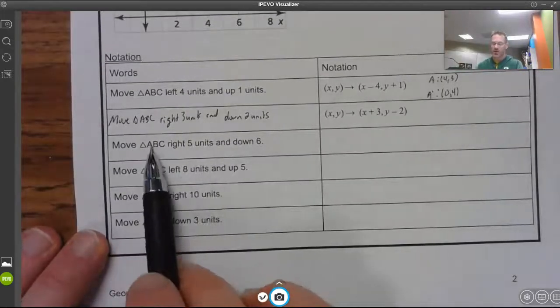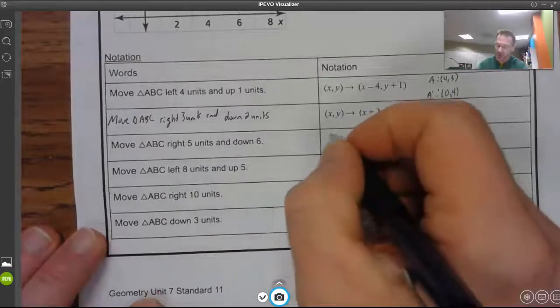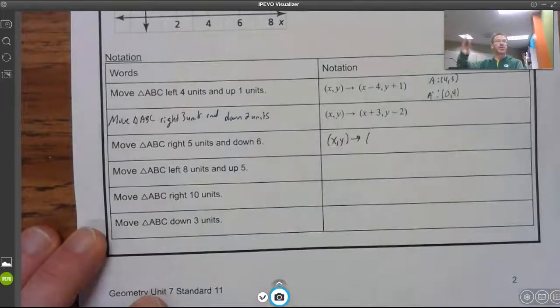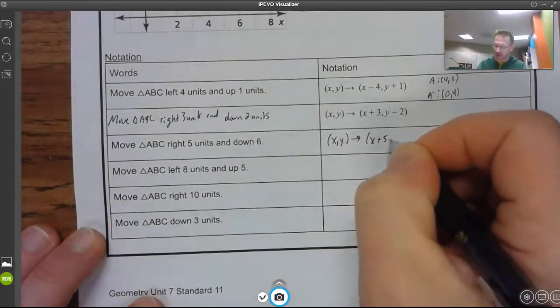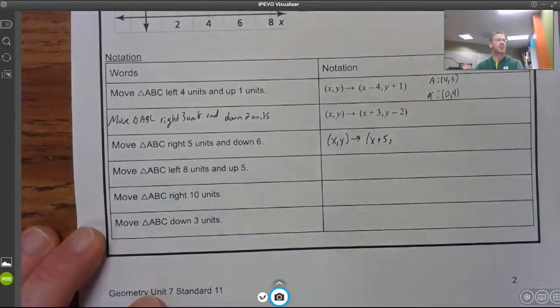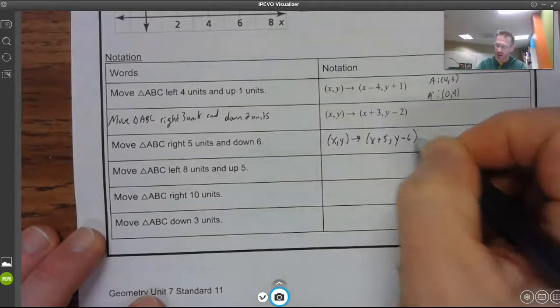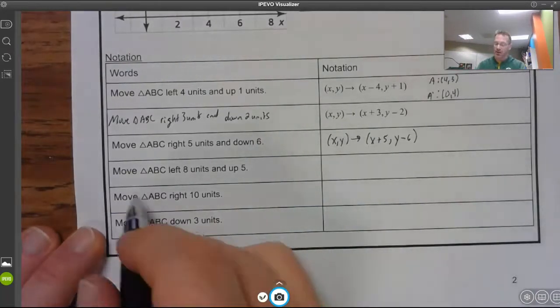So move triangle ABC to the right 5 units and down 6. To the right, I'm going in the positive direction, so I want to add 5 onto my x coordinates, and I want to go down 6, so I want to subtract 6 from my y, so minus 6 like that. Now let's look at the next one.